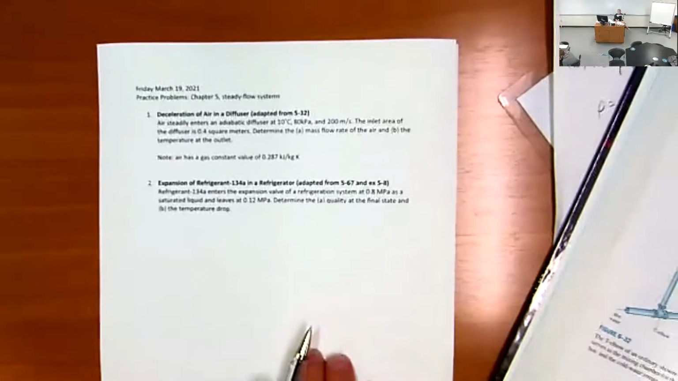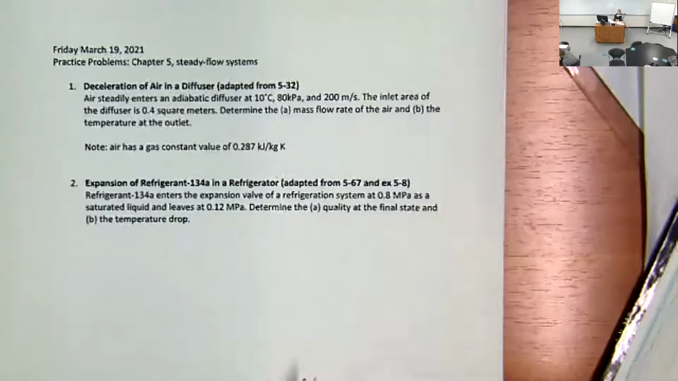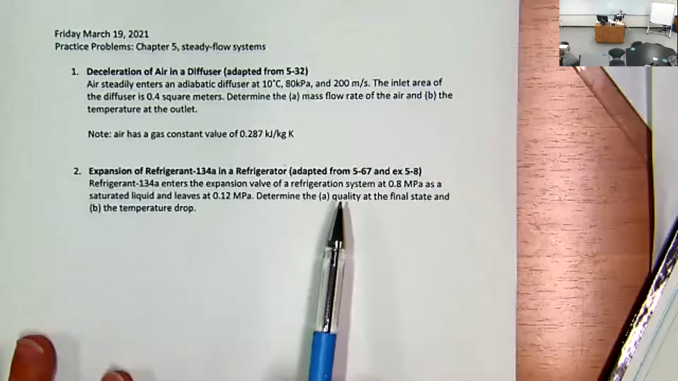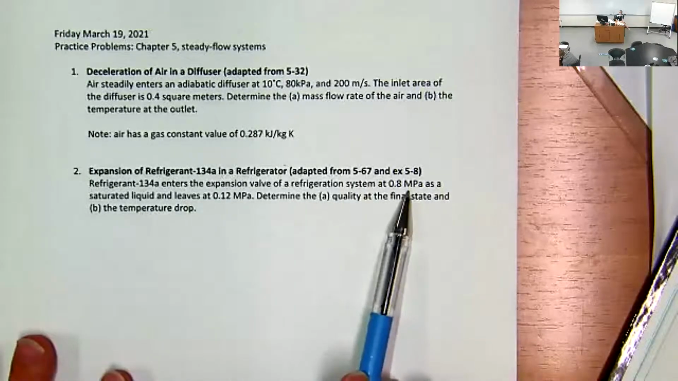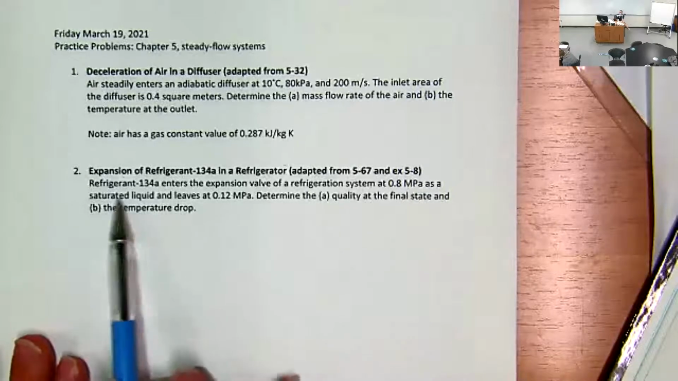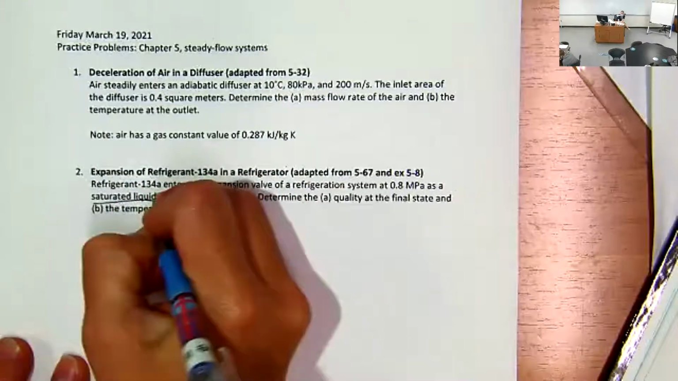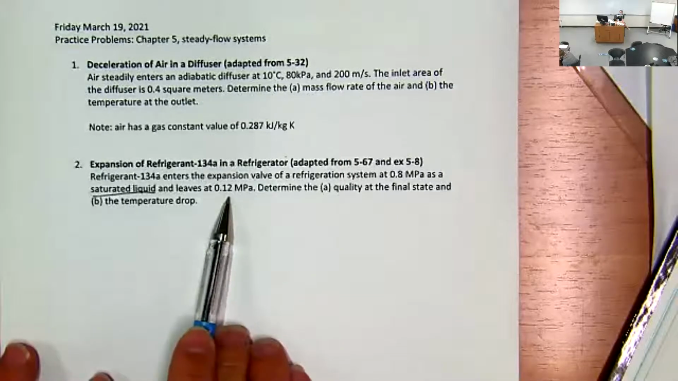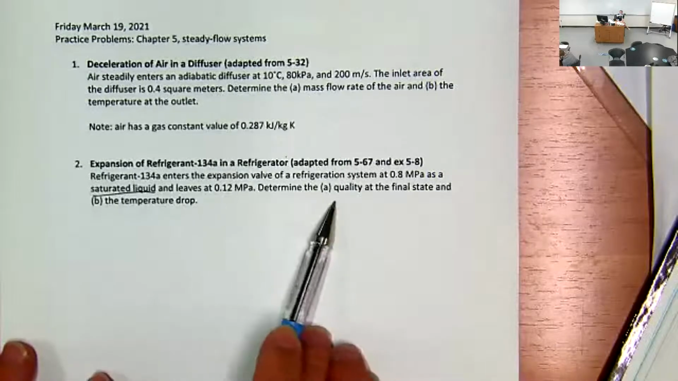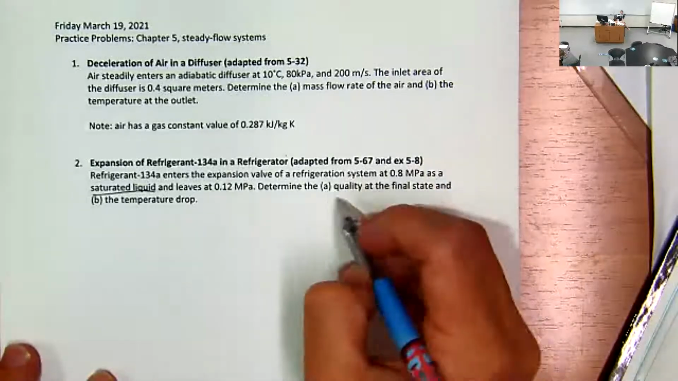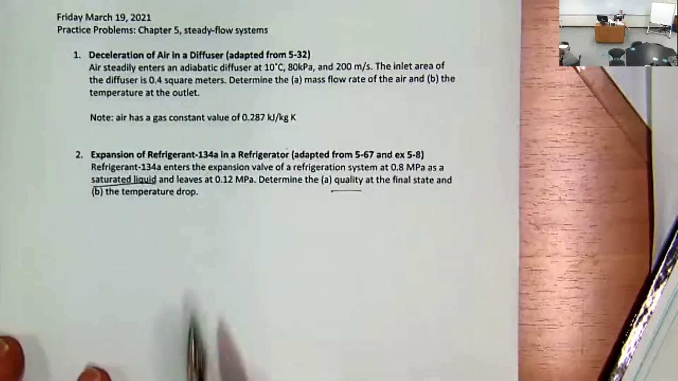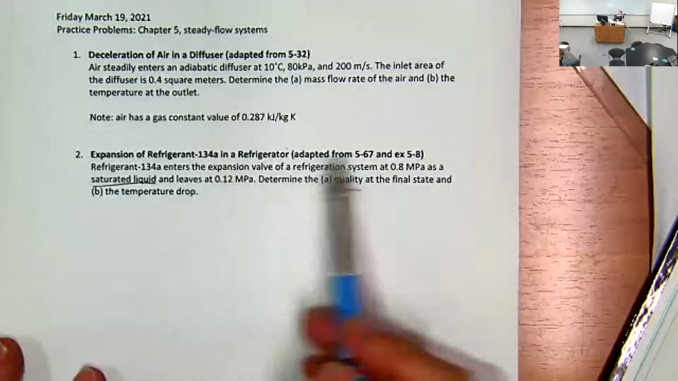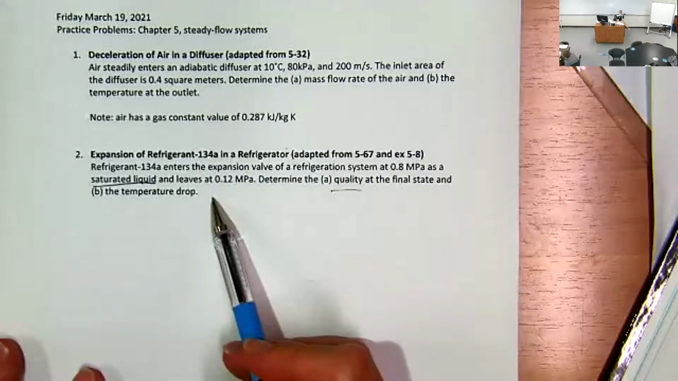All right, so we are looking at expansion of refrigerant R134A in a refrigerator. We have refrigerant R134A coming in at 800 kilopascal as a saturated liquid. So here's a clue. We have saturated liquid vapor table, and it's leaving at 120 kilopascal. We want to determine the quality at the final state. Here's another clue. We're still saturated liquid as well as the temperature drop. So we know what table we need to use and we know pressure at both states.